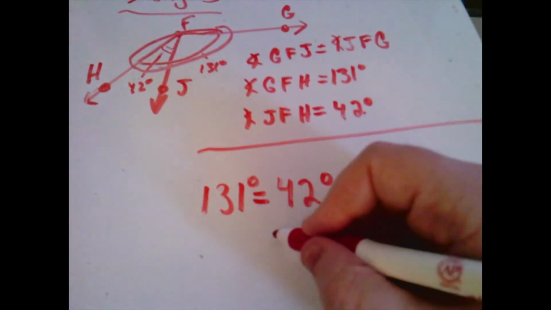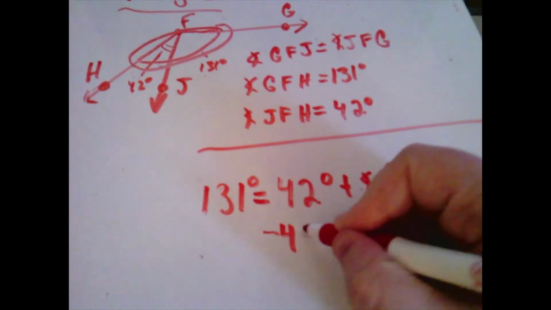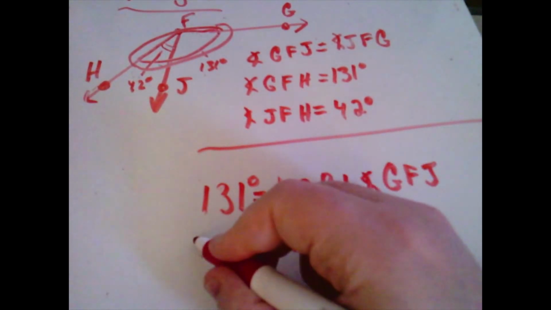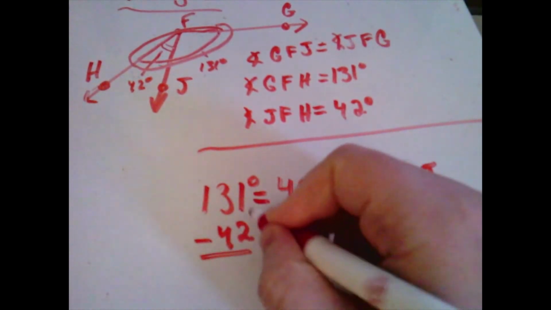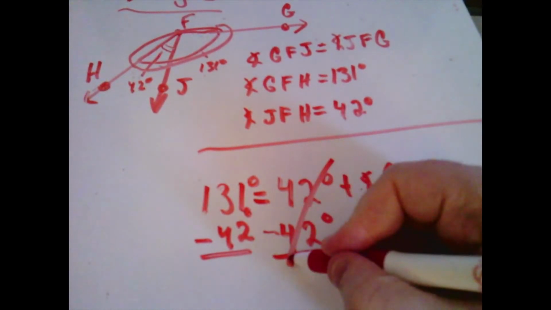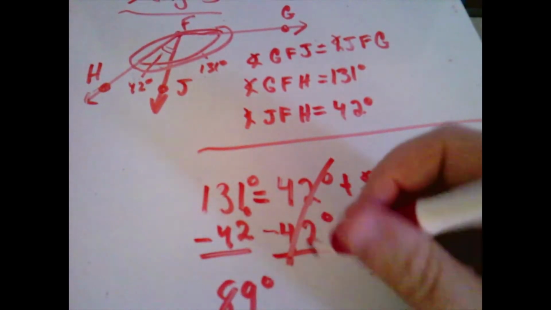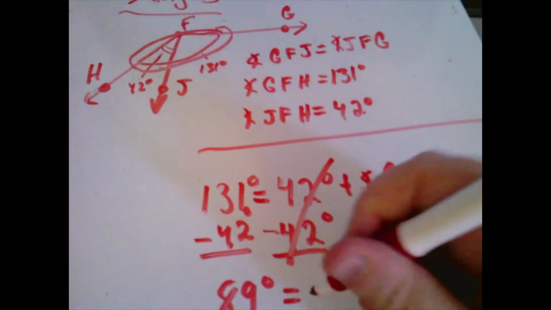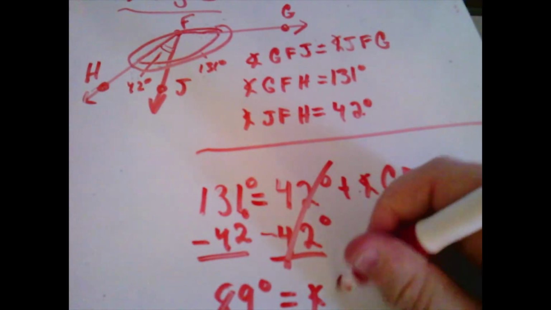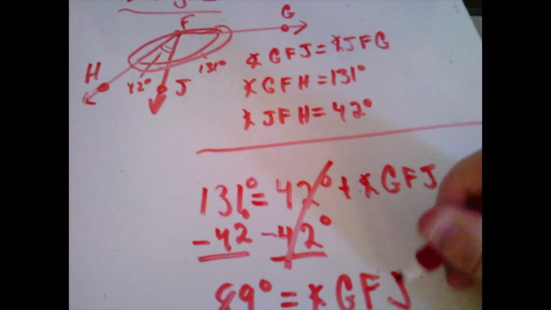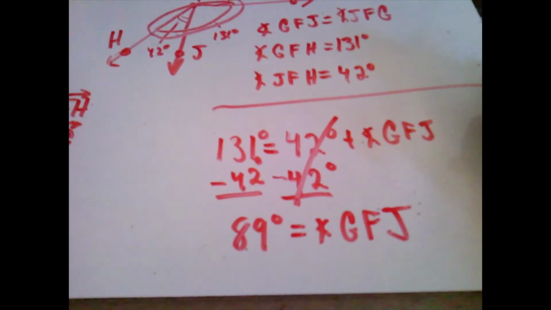This is an easy enough problem to solve. Basic equations, we just subtract 42 degrees from both sides. 42 cancels out. We're left with 89 degrees. It is equal to angle GFJ. And that is our answer.